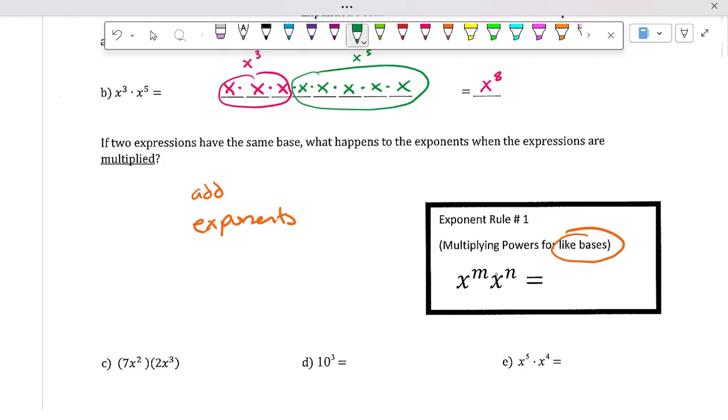So if I wanted to rewrite this rule, x to the m times x to the n, we could rewrite that as what? X raised to the what? Nope. It's not m times n. It's m what? Guys, what do we do? M plus n. Good.